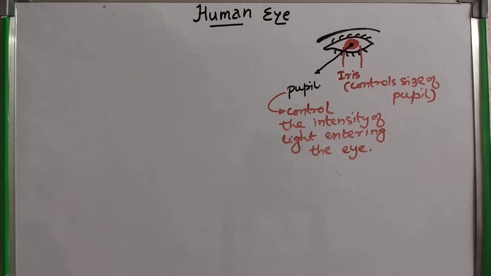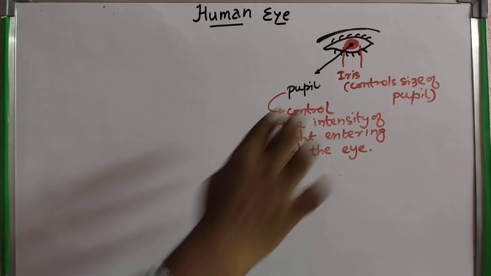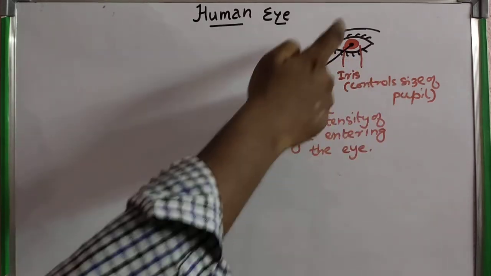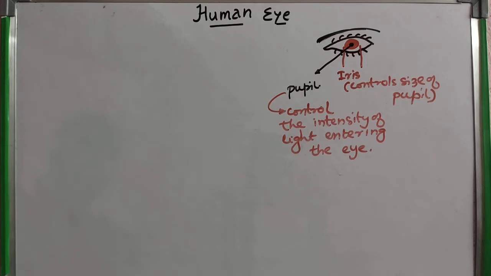You must have talked about the color of the eye, right? Maybe some of your friends have brownish color, or some have black, some have blue or greenish color. So whenever you are talking about the color of the eye, actually you are talking about the color of the iris, that circular diaphragm which we have here.